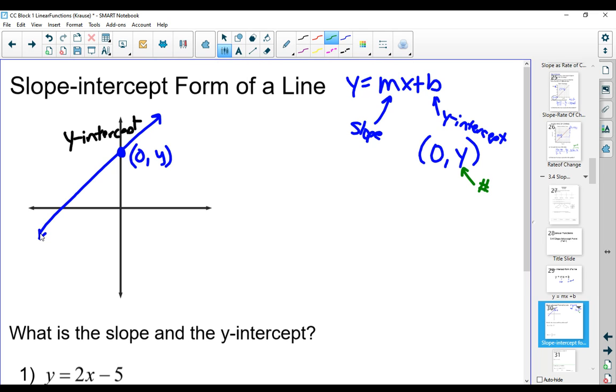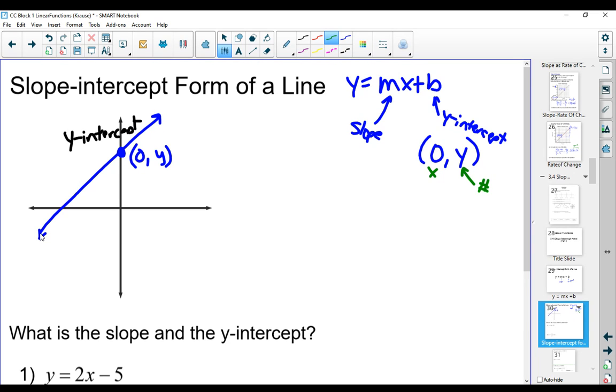Later on in the unit, we're going to be doing questions where you're told that the x-intercept is something and the y-intercept is something, and you have to find the equation of the line. It's really important that you remember y-intercept means that x is 0. And if we were looking at an x-intercept, y is 0.